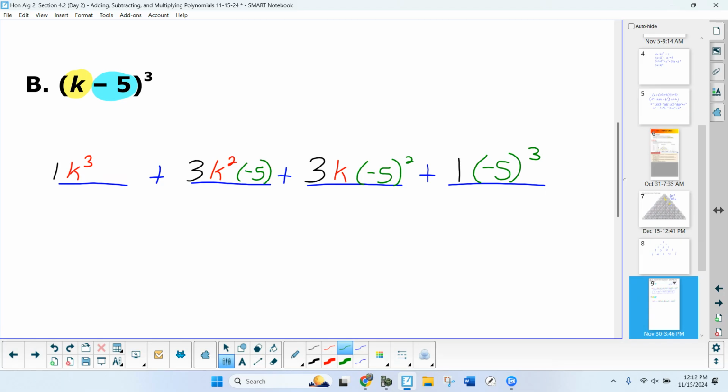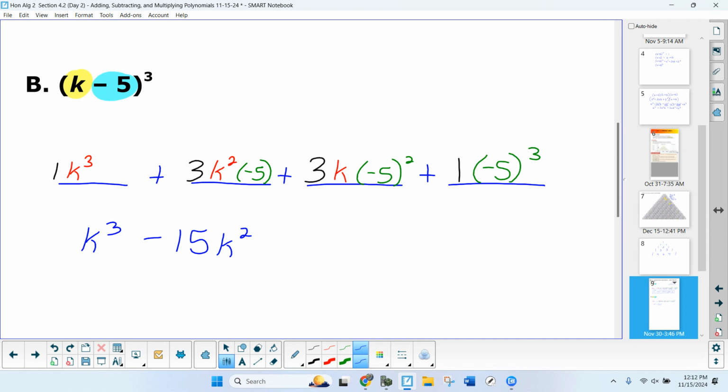Okay. Now let's clean it up. What's 1 times k to the third? K to the third. This, you're multiplying 3 times what? -5. What's 3 times -5? -15k squared.